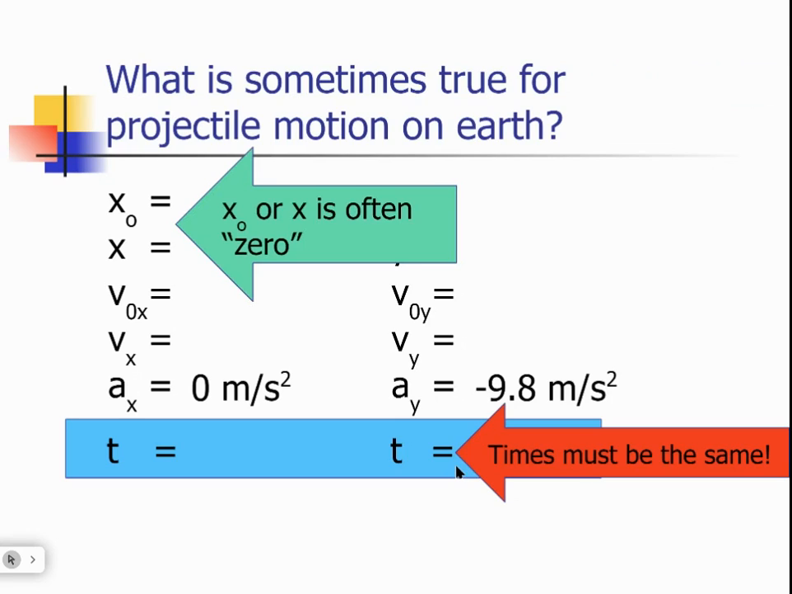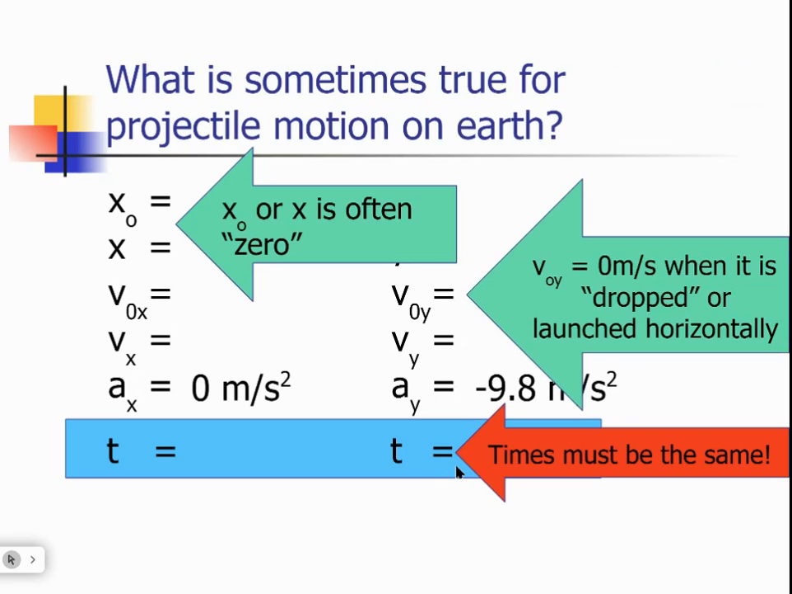And then often we will make either x naught, your starting position, or your final position, just regular x, 0. Because if you're going to measure the distance that something goes, it's easiest if you start or end at a height of 0 or at a position of 0, just because that's the way we do measuring. And then if you have an object that is dropped, if it's being dropped and not thrown, that means that your starting velocity in the y direction is 0.